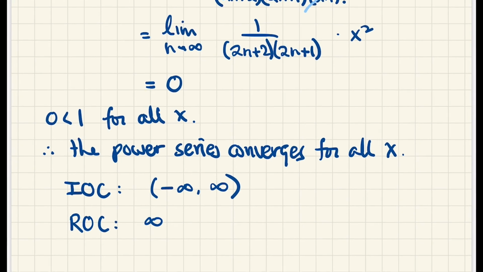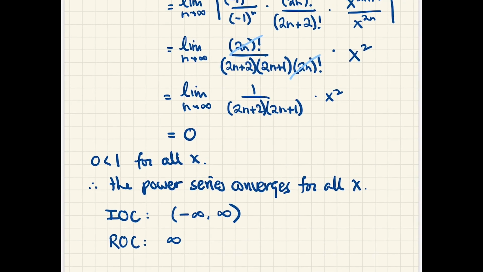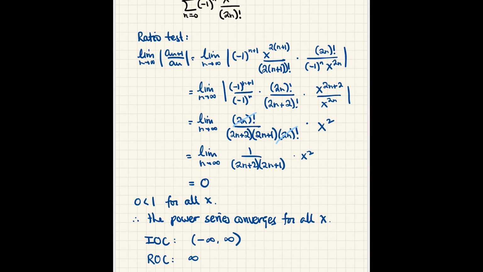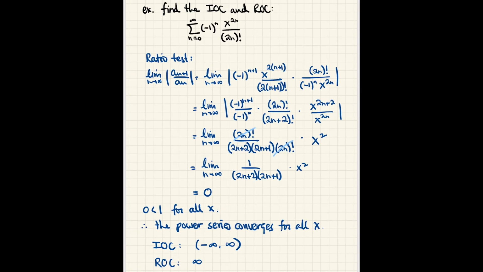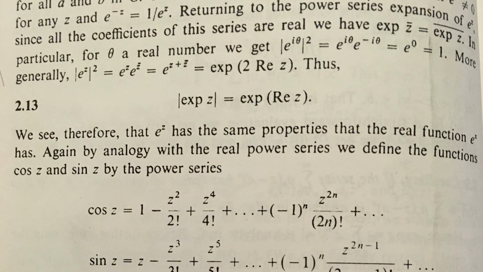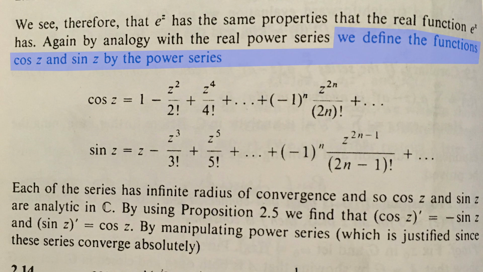Okay, so you're going to get an IOC of all real numbers whenever the power series that you're working with represents a function that doesn't have any natural singularities or bad behavior. And this particular power series right here actually represents the cosine function. In fact, it's literally equal to the cosine function, and in many contexts, it's taken to be the actual definition of cosine of x.